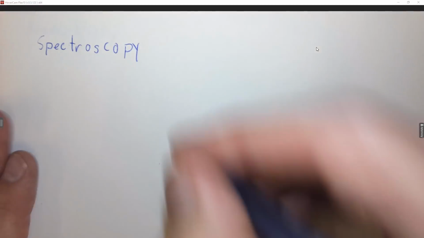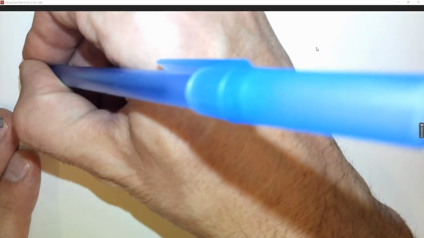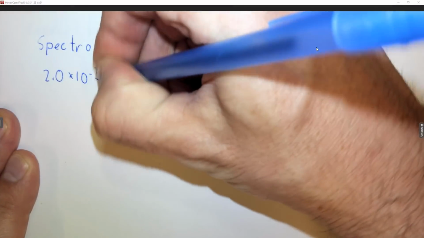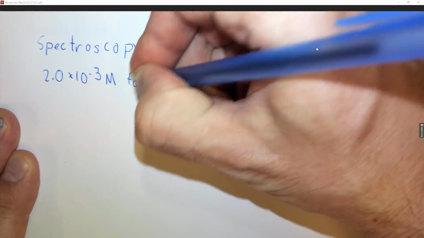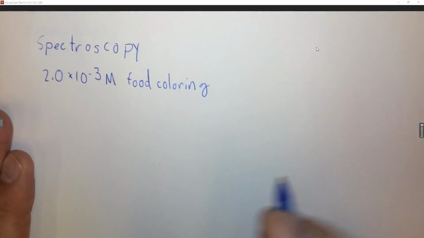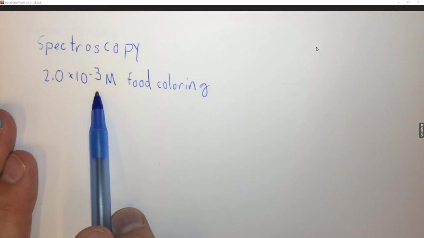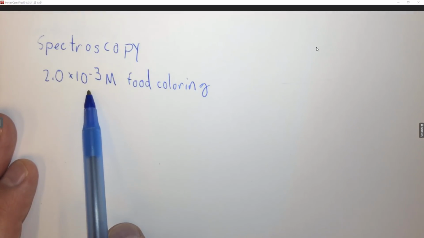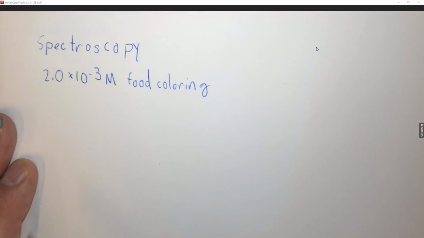The food coloring that you're going to be given as a stock solution is 2.0 times 10 to the minus 3 molar food coloring. And it's probably yellow 5 or 6. So you have this food coloring at this concentration. Your goal is to determine the concentration of food coloring in the unknown solution to see if they have violated the copyright law and are copying someone else's solution.